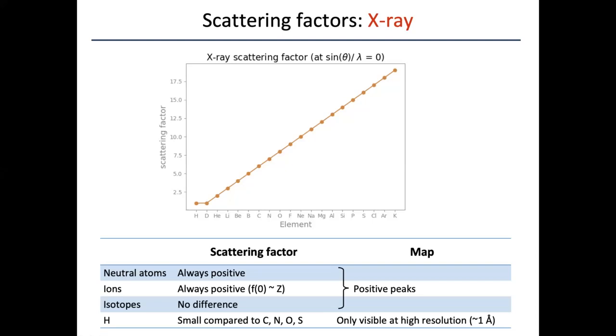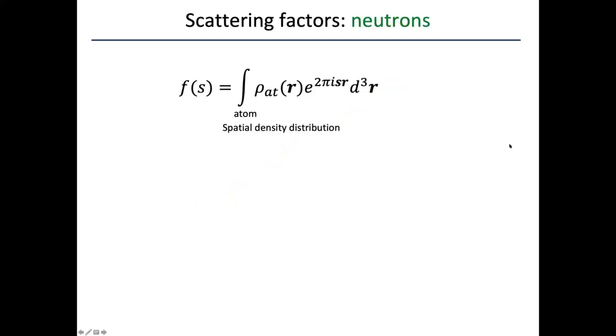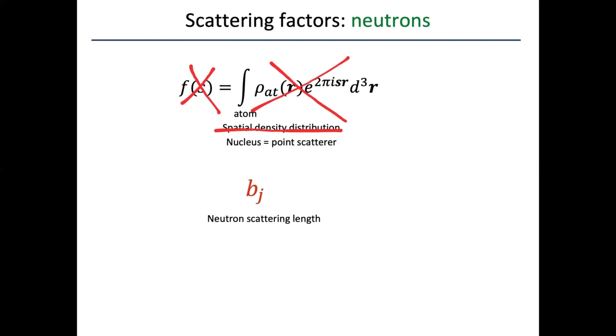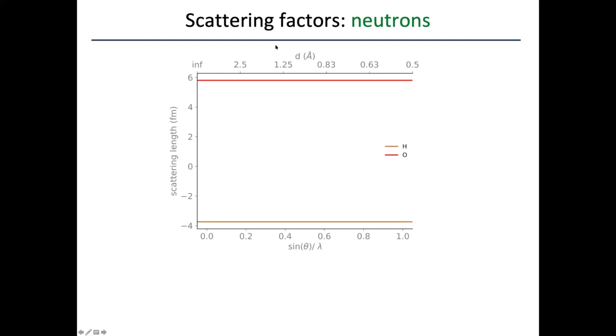So let's go now to the next type of interaction, which are neutrons. The principal contribution to scattering here is due to the interaction between neutrons and the nuclei. So the nuclei, we can consider them as point scatterers. As a consequence, we don't actually have a scattering factor as a function of scattering angle. We can forget about all this. What we have here is a constant, which is called b, not f, and it's called the neutron scattering length, not the scattering factor. And we can again plot this.